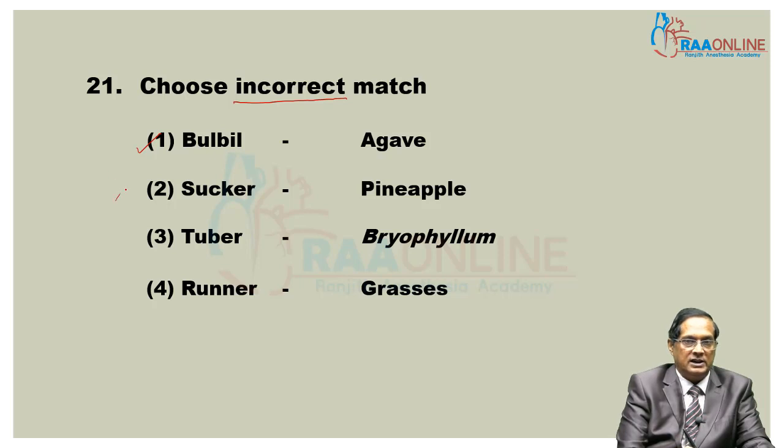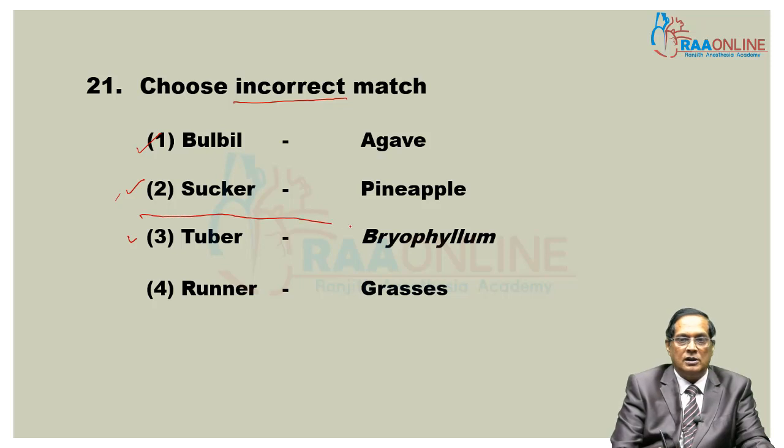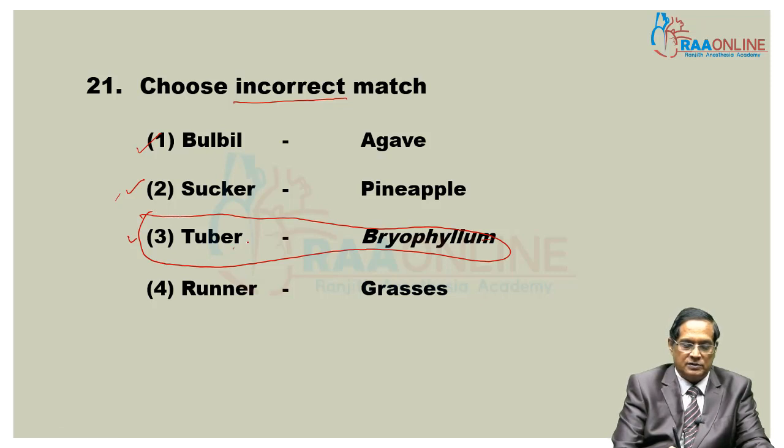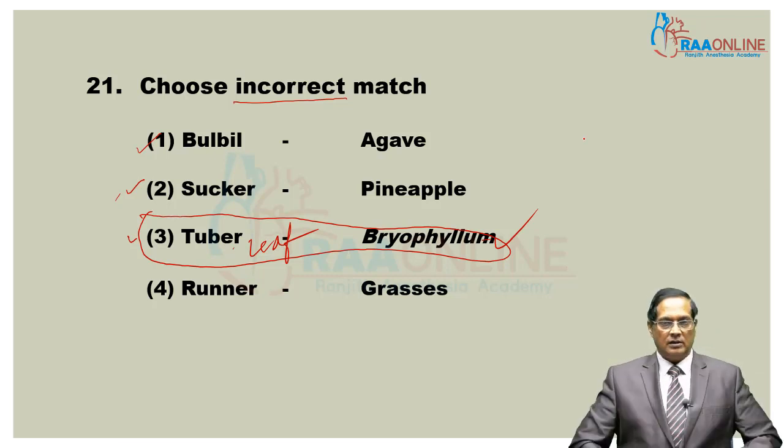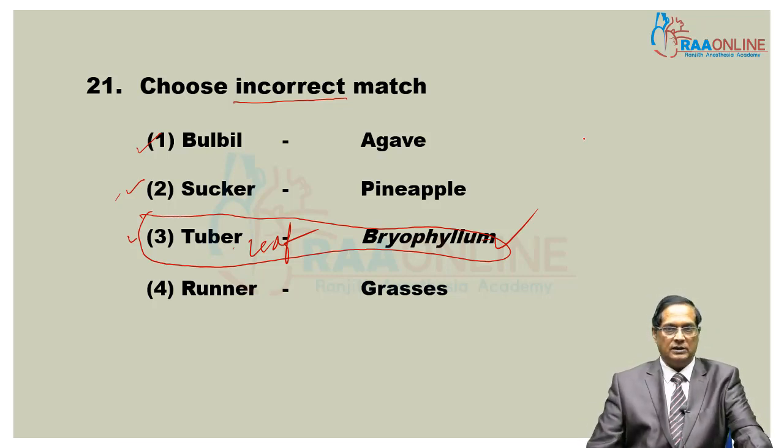The question says incorrect match. Bulbil, agave, right. Sucker, pineapple, right. Tuber, bryophyllum, wrong. Bryophyllum is not reproduced by means of tuber, it reproduces by means of leaf. That's why the third match is incorrect in this question.